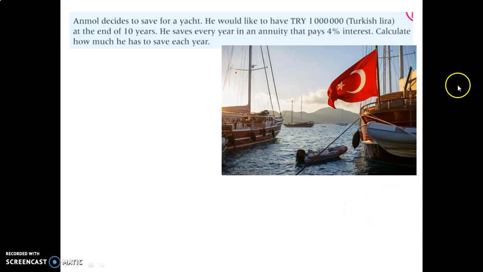Comes together. Here's a problem where somebody is trying to save a bunch of money. At the end of 10 years, their goal is to have 1 million Turkish lira, and they put it in an annuity with 4% interest. Let's see how much they have to save every year. In other words, what is that amount they have to pay every year?